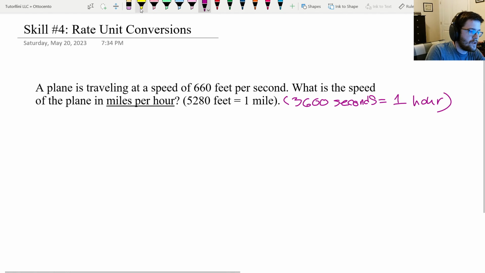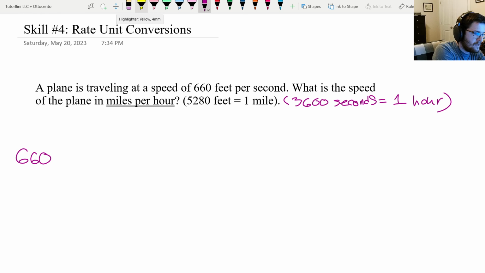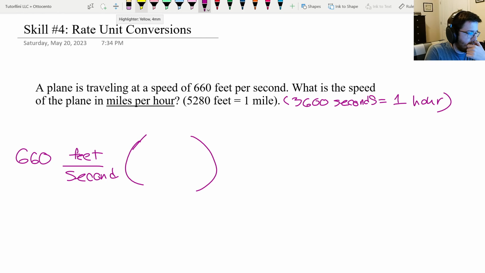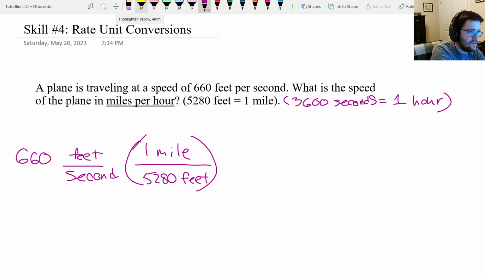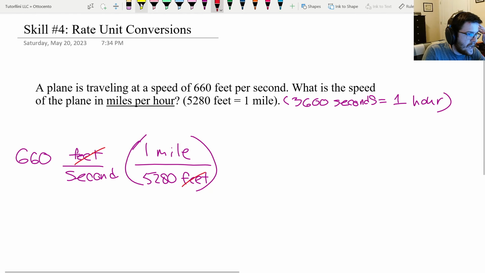Okay, so we're going to first write down what we're given. So 660 feet per second. And it doesn't matter which we tackle first. Why don't I do the feet first? So I'm going to put 5,280 feet on the bottom and 1 mile on the top. We're using this one because it is the one that has feet in it. And they are on opposite sides of the division sign, so the feet are the same unit on both sides, so it cancels out. And now we have miles per second.